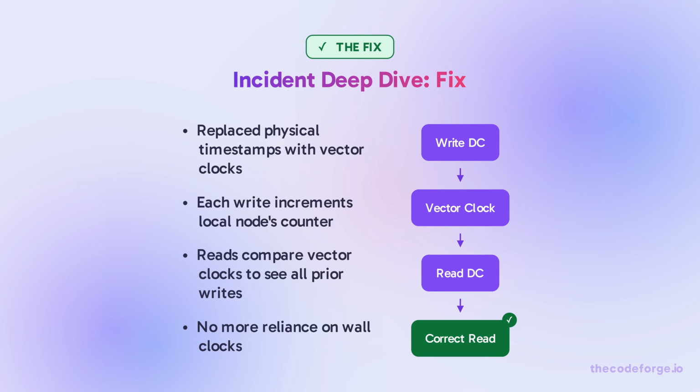The fix was to replace physical timestamps with vector clocks per key. Each write increments the local node's counter. Reads compare vector clocks to ensure they see all causally prior writes. This eliminates reliance on wall clocks.